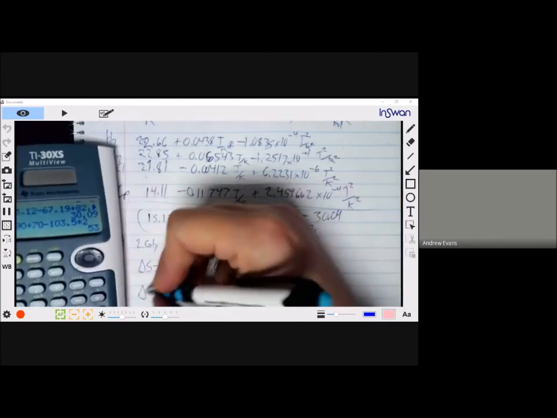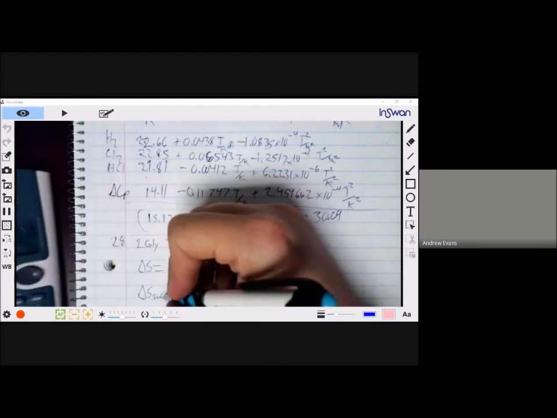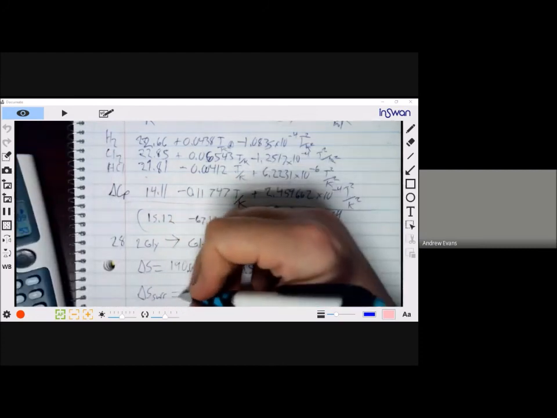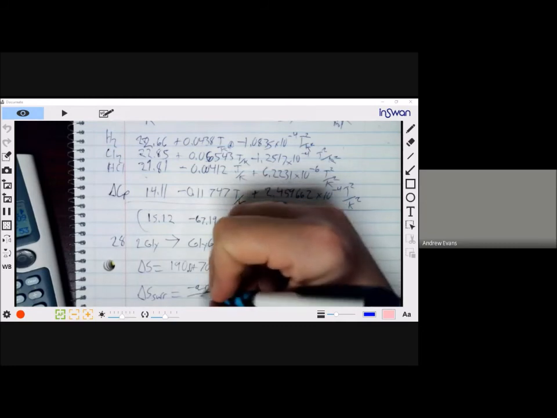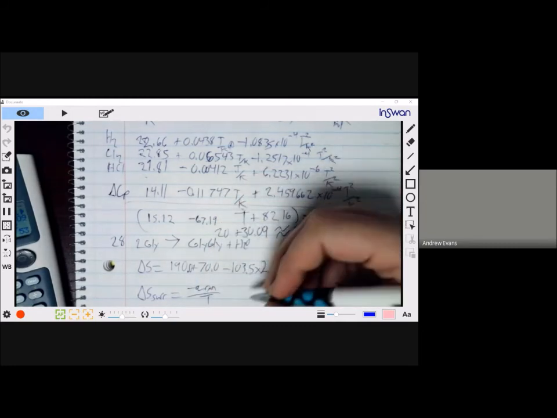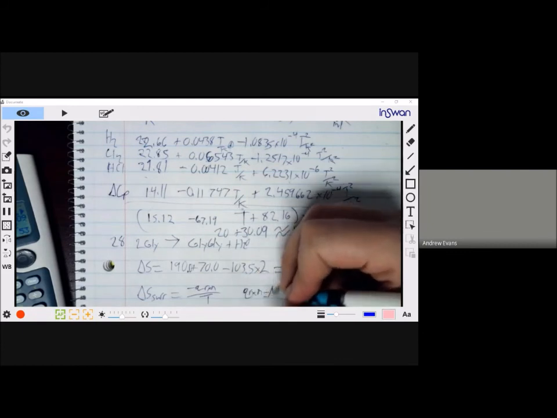Now the delta S of the surroundings is going to be equal to negative Q of reaction over T. To get the Q of reaction, it's going to be the delta H of reaction, which we can calculate the same way.